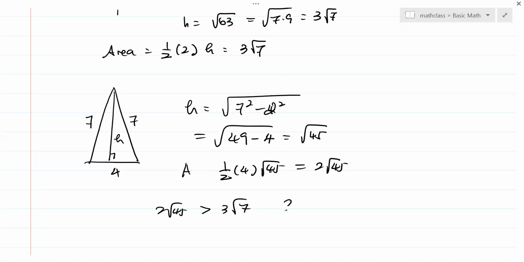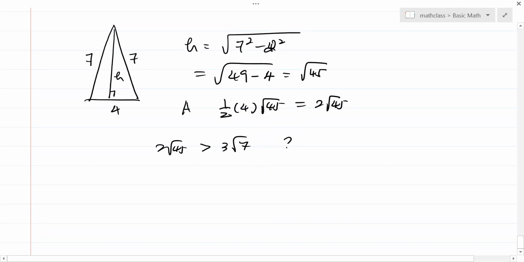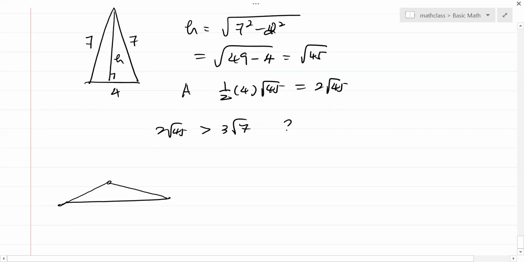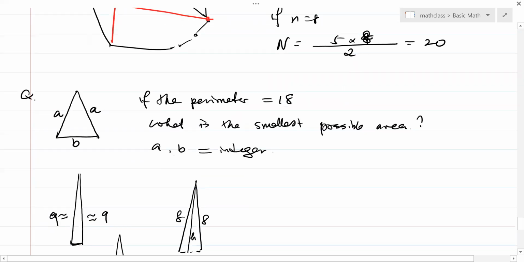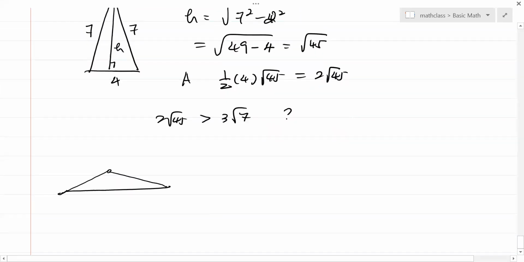Maybe, but there's another case. Another extreme case you have to look at is how to make a very low triangle. What is lowest? The height is the shortest. Can you do that? So 18 total, 18 divided by 3 is going to be 6 each.